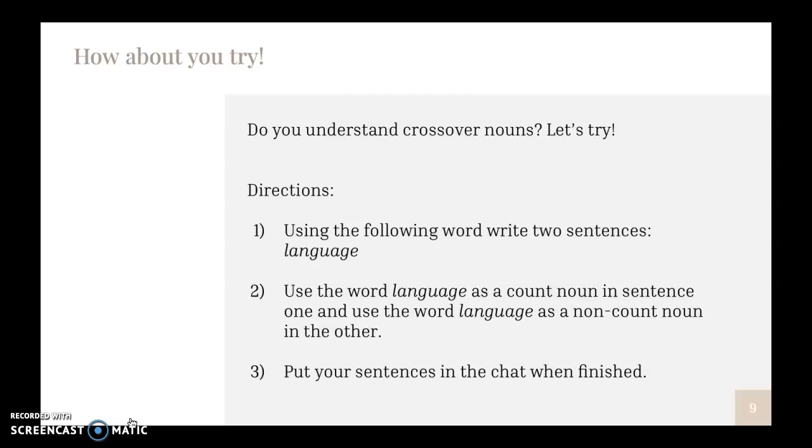How about you try it? Do you understand crossover nouns? Let's try. Directions. Using the following word, write two sentences. Language. Use the word language as a count noun in sentence 1, and use the word language as a non-count noun in the other. Put your sentences in the chat when finished.